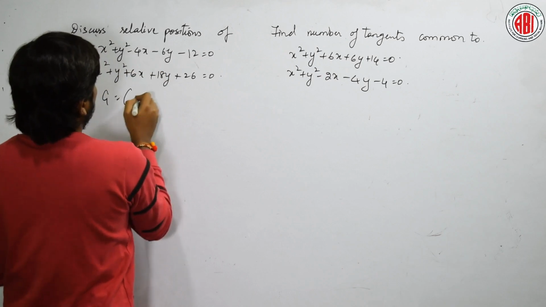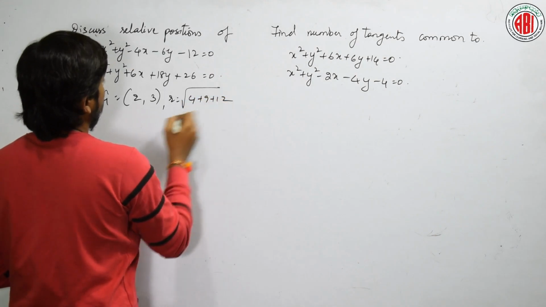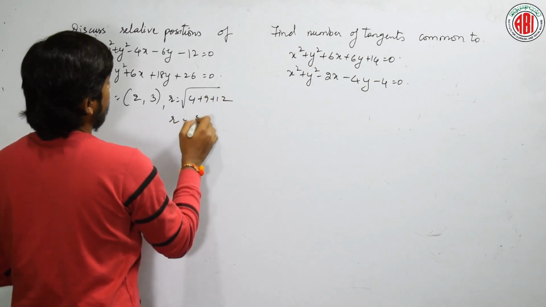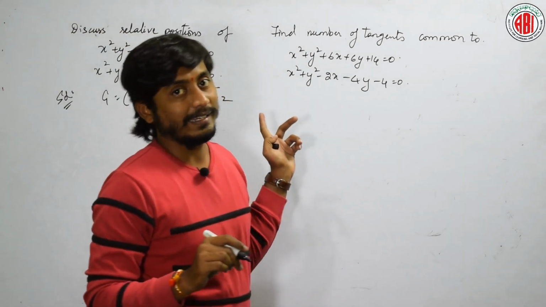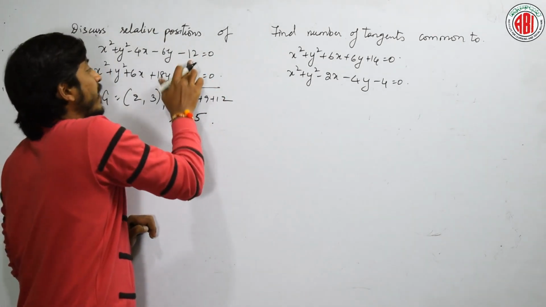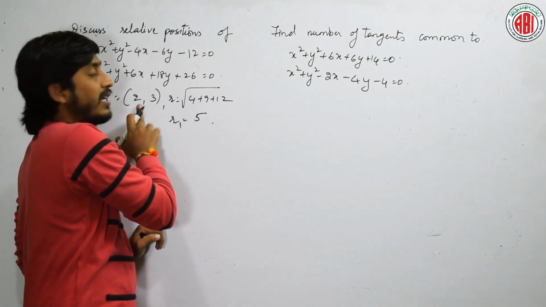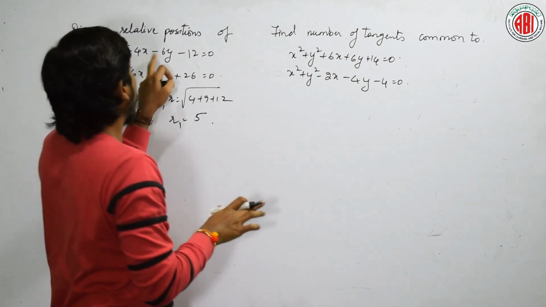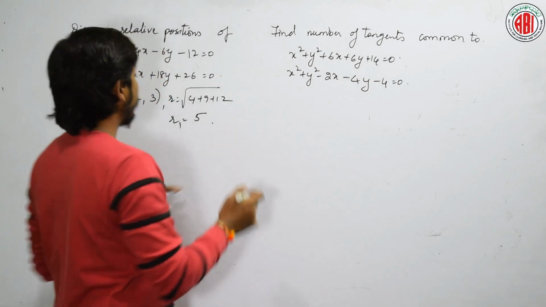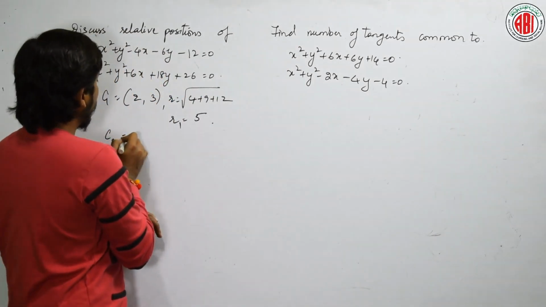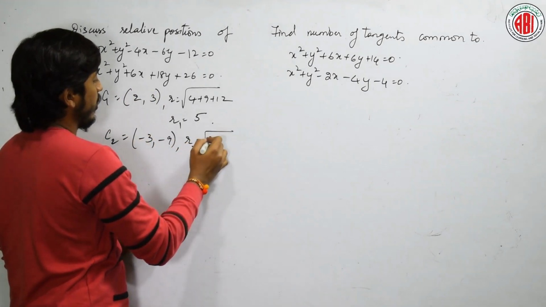So, let us find C1. C1 is 2, 3. What is the radius? Under root 4 plus 9 plus 12, which is 4 plus 9 is 13, plus 12 is 25, which is 5. This is R1 and that is C1. Hope everyone knows how to find the center. The equation is x square plus y square plus 2gx plus 2fy plus c. 2g is minus 4, so g is minus 2. The center formula is minus g, so it will be plus 2. Similarly minus f, and the formula for the radius is under root g square plus f square minus c. Did you understand?